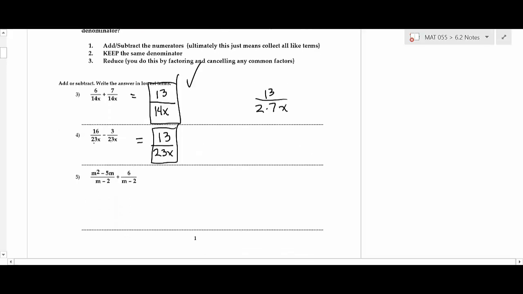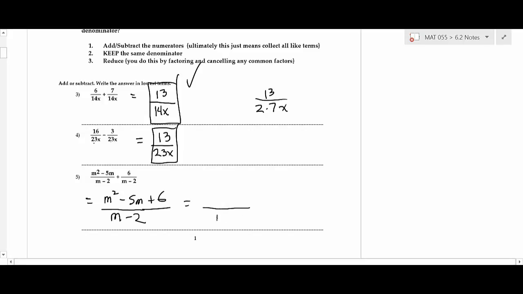Now the rest of these are going to be a little bit more involved. With this one, they already have a common denominator, so you keep that m minus 2. And then you just combine the numerator. When you combine this numerator, there are no like terms, so you just write it as m squared minus 5m plus 6. Now is that problem done? What does it look like you could do with that numerator? You factor it. That's what we learned. There's kind of a building up to this. We have to factor, then see if anything cancels.